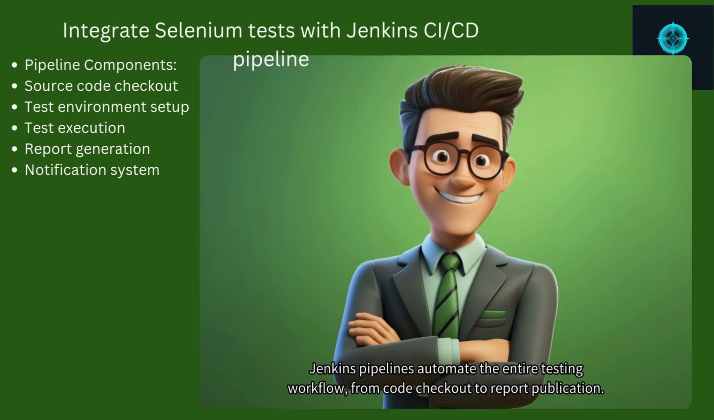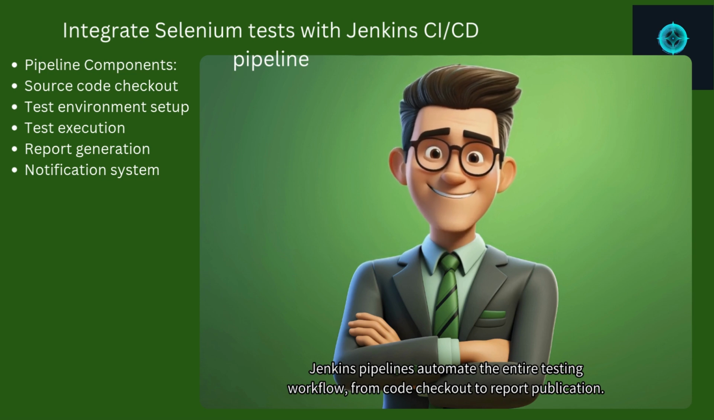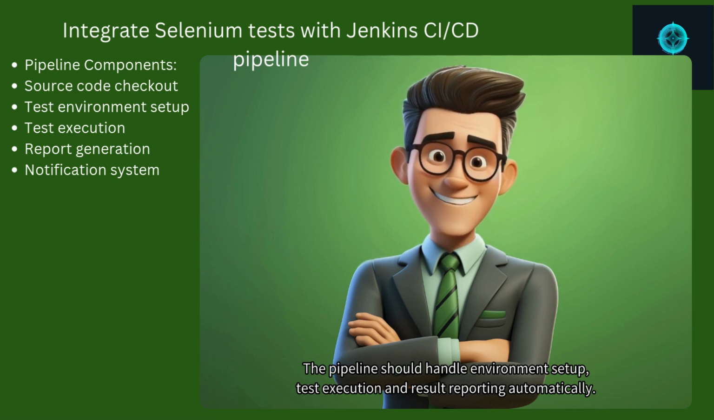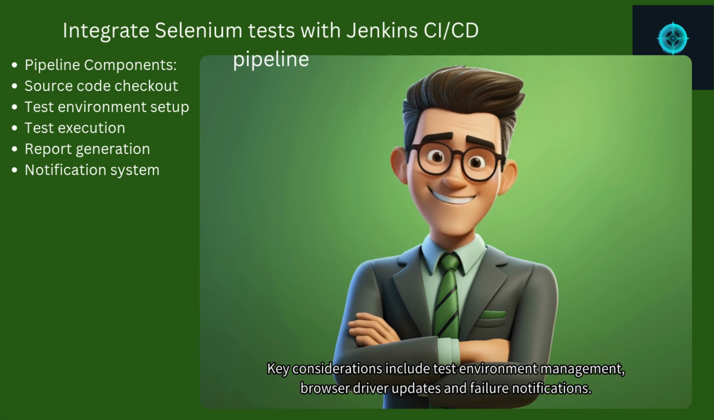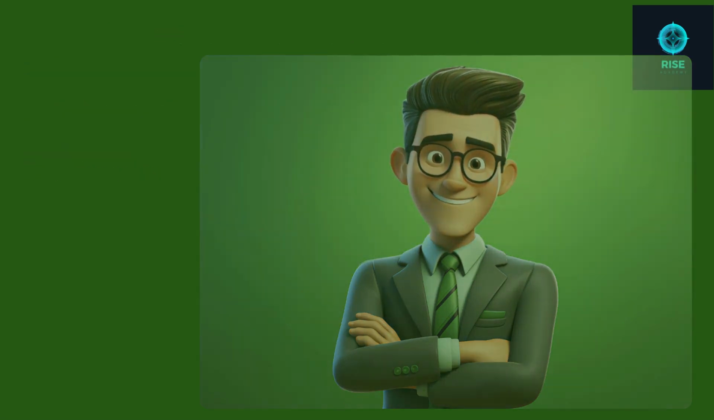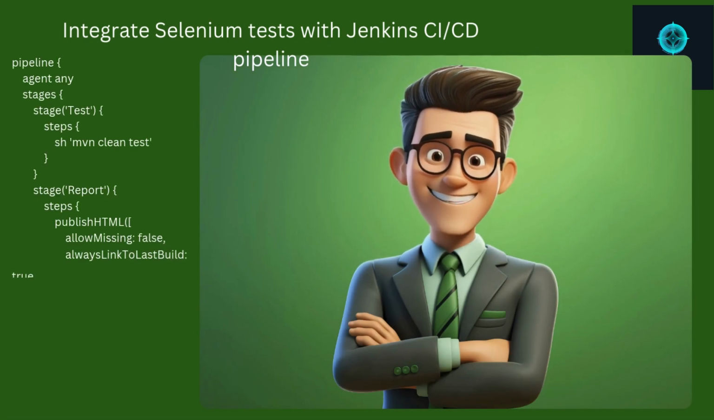Jenkins pipelines automate the entire testing workflow, from code checkout to report publication. The pipeline should handle environment setup, test execution, and result reporting automatically. Key considerations include test environment management, browser driver updates, and failure notification. Use Docker containers for consistent environments across different stages.